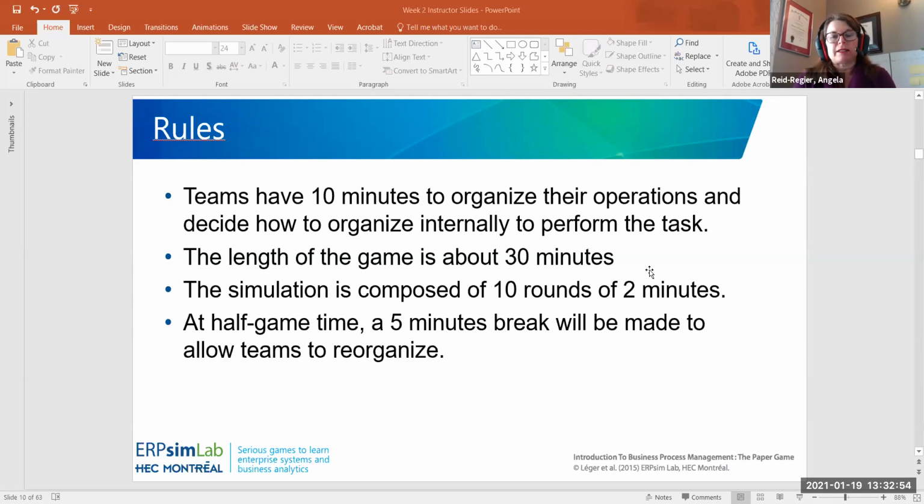We are going to play 10 rounds of buying and selling and record keeping. About halfway through, I'm going to ask you to pause and reorganize yourselves. Maybe you need to reorganize your record keeping system so you can better understand how much profit you're making, how much you owe your suppliers, how much your customers owe you, and how much inventory you have on hand.